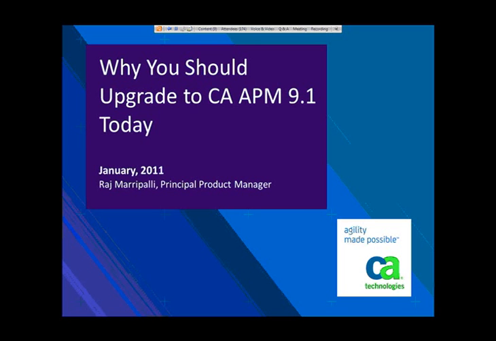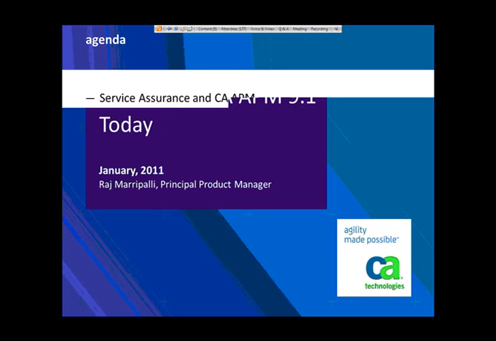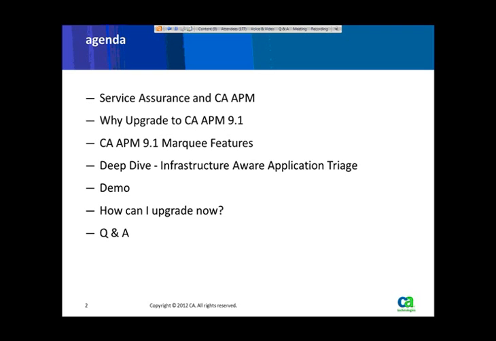So we recently announced the release of APM 9.1 in December, and we also announced it at CA World. In APM 9.1, we added a lot of new capabilities in new areas, and we also added major enhancements to existing capabilities. So in this session, we are going to talk about the top compelling reasons to upgrade to APM 9.1. First we will provide the context of service assurance and APM, and then the top reasons for upgrading to APM 9.1, the marquee features overview in 9.1, and then do a deep dive into one of the marquee features, followed by a demo, and then how to do the upgrade. And we have plenty of time for Q&A at the end.